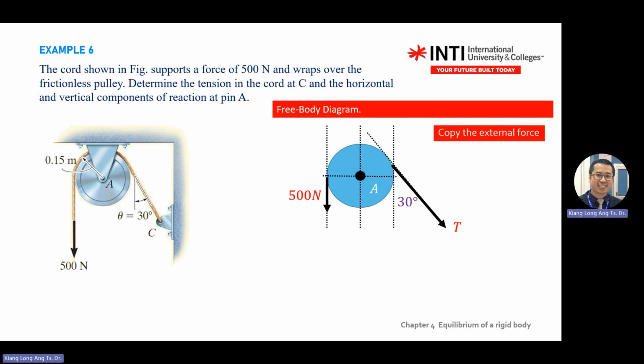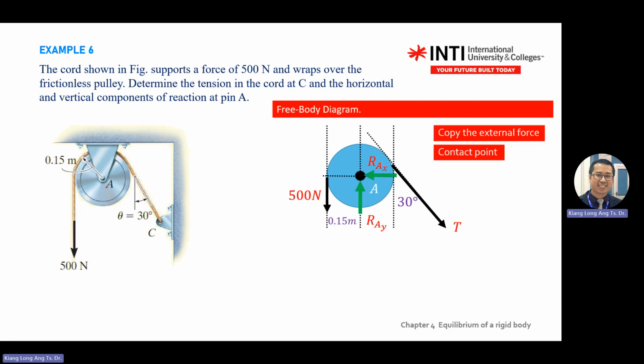You are looking at A, not the cable. So don't confuse. Contact point, then only you follow the contact point. You do the external force, then only you look at the reaction force or the support. Okay, in this case, you have RA, RX.